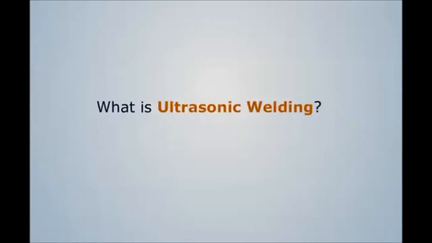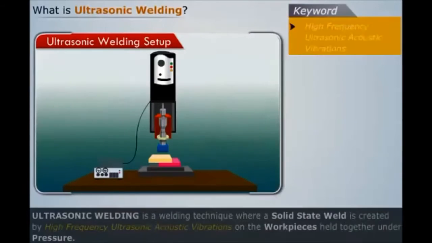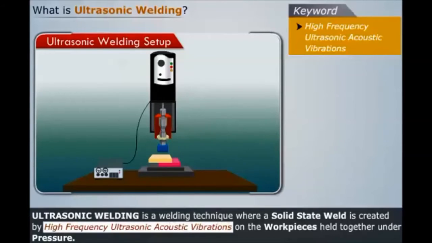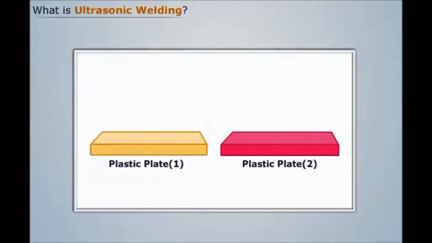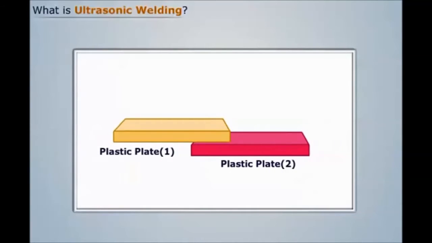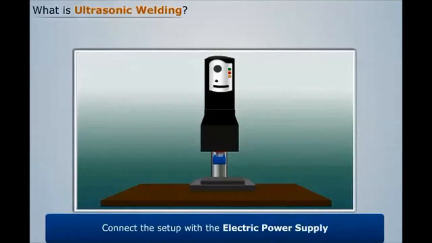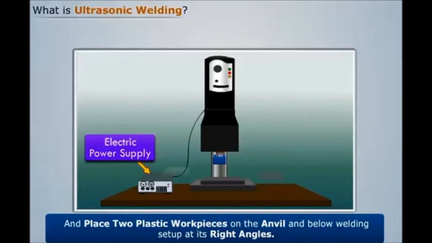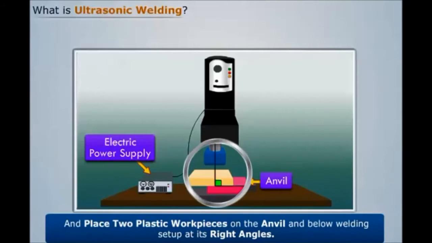Ultrasonic welding. Ultrasonic welding is a welding technique where a solid-state weld is created by high-frequency ultrasonic acoustic vibrations on the workpieces held together under pressure. Ultrasonic welding is basically carried out to join two plastic workpieces. For this, let's consider the welding setup as: connect the setup with the electric power supply, and place two plastic workpieces on the anvil and below the welding setup at right angles.